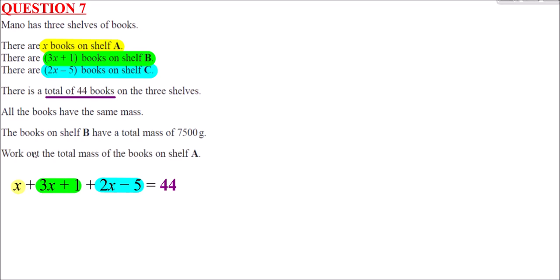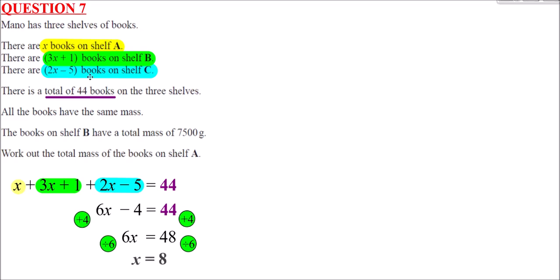We can now simplify this. Grouping together all the x's, x plus 3x plus 2x gives 6x, and 1 minus 5 is minus 4. So 6x minus 4 equals 44. We can now solve this for x. So the next step I'm going to suggest we do is to add 4 to both sides. And if we add 4 to both sides, we get that 6x must be 48. Now if we divide both sides by 6, we see that x will have to be 8. In other words, there's 8 books on shelf A.